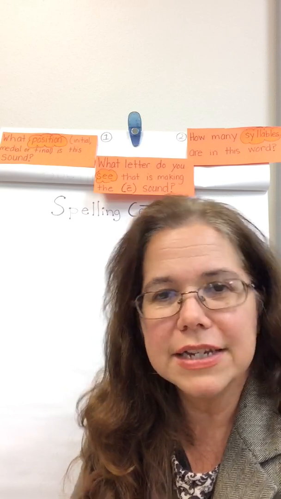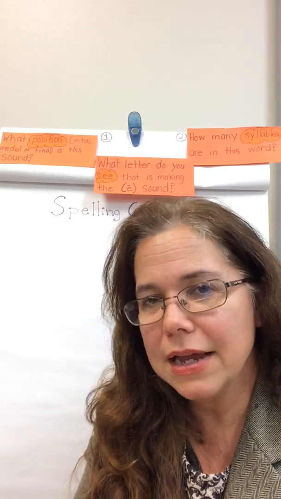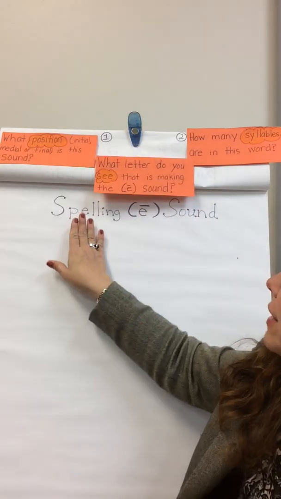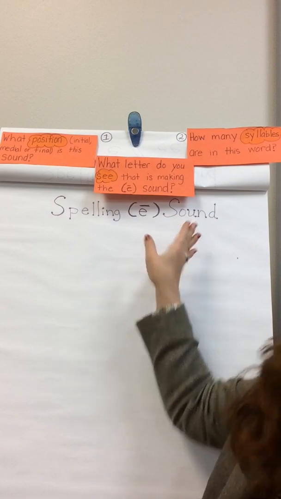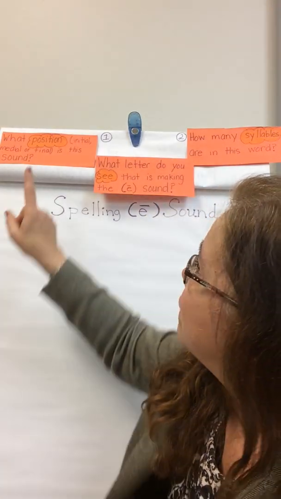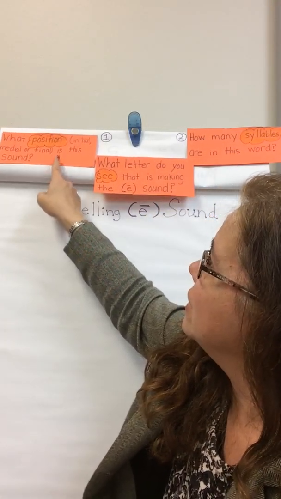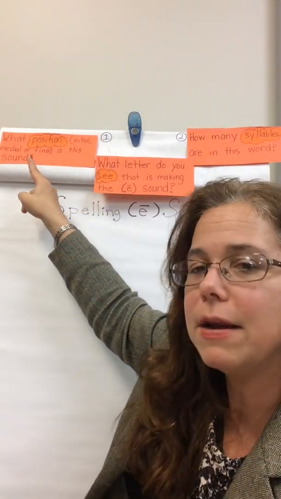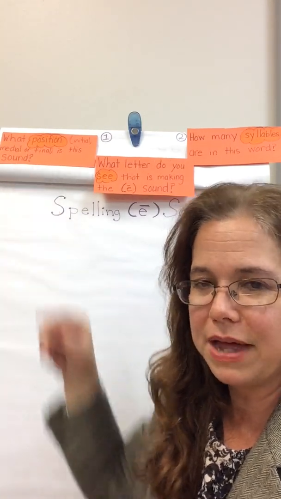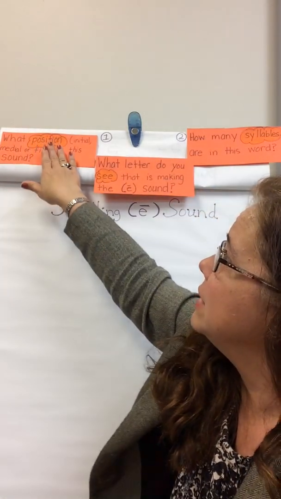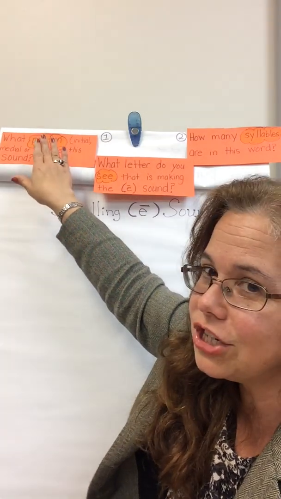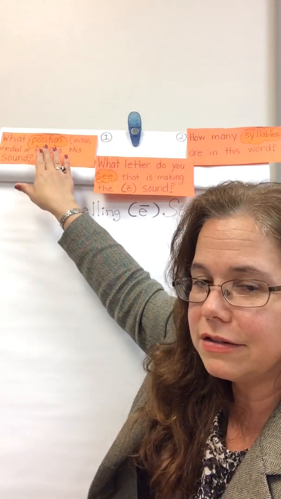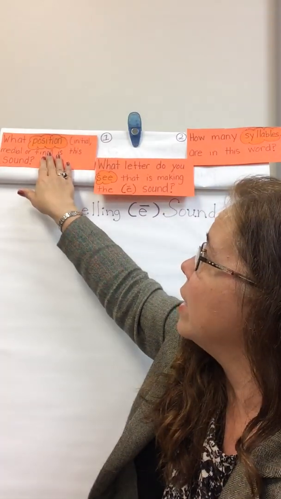So let's get started. Today we're going to specifically work on a new spelling concept, a new spelling rule that relates to the sound E. So we're going to talk about spelling the E sound. And I'm going to ask three questions. The first question is, what position, initial, medial, or final, is this sound? And that's a very important thing to know when spelling in English. Positions in the initial and medial spelling are different than the spelling of a final sound. So that's very important in English.